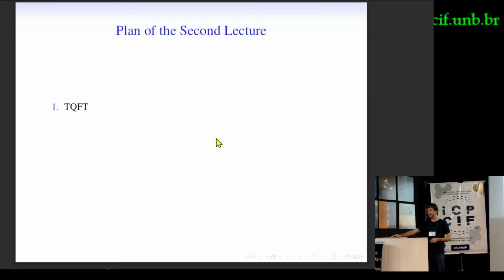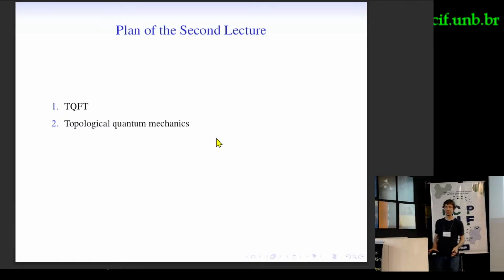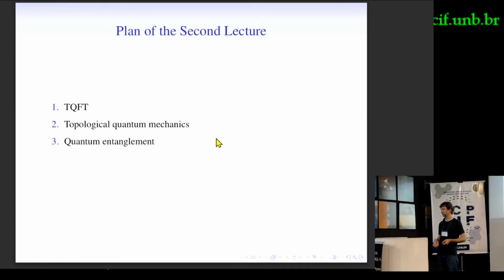And then I will use this general definition to settle a final model that would be used in all my computations. I call it topological quantum mechanics, because it will be an example of a one-dimensional TQFT, but it will actually be based on Chern-Simons. So it will be the same as Chern-Simons. I will use this model to introduce and start the discussion of quantum entanglement.